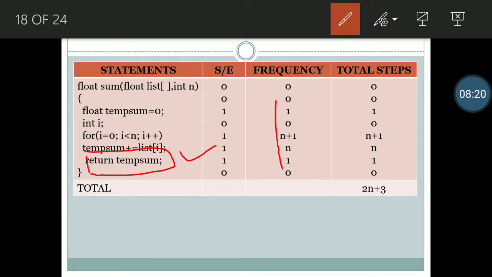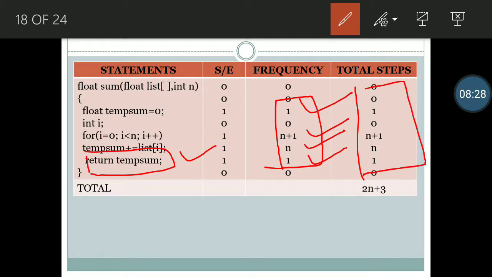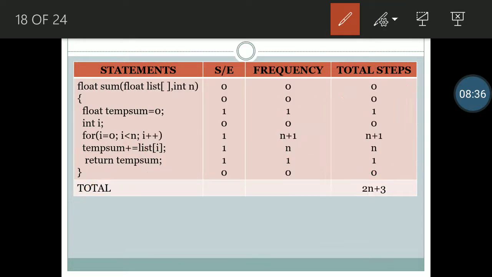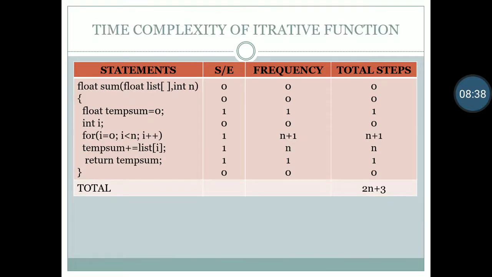So here we have the frequency counts 1, n plus 1, n and 1. The total steps will be the total of the frequency counts, so our total will be 2n plus 3. So this is the calculation of the total frequency count in time complexity. It is for iterative functions only.